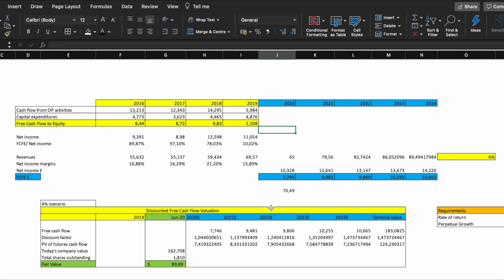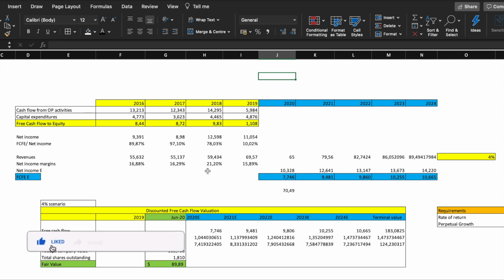Now, what we have to do is estimate those free cash flows to equity for the next 1, 2, 3, 4, 5 years. And how do we do that? Well, we estimate the revenues. Once we have the revenues, we estimate the net income. And once we have the net income, we can have an estimation of the free cash flow to equity. So that's what we are going to do.